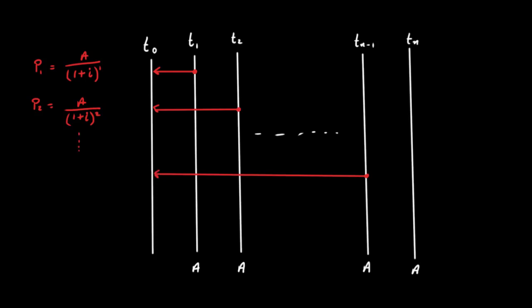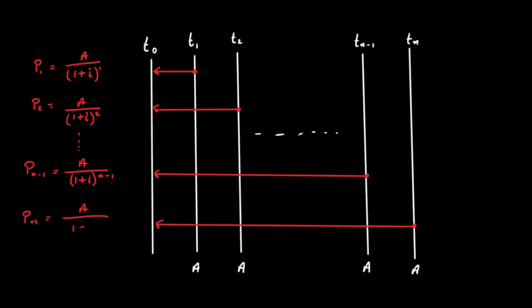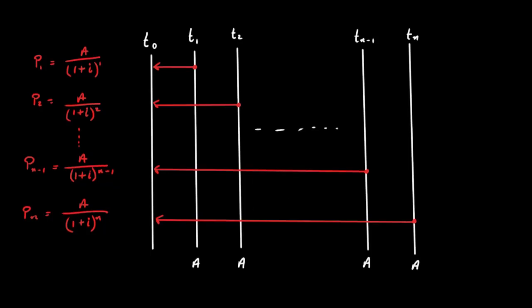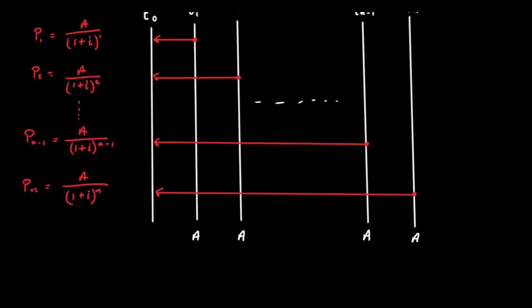There's a few in the middle here. So we'll call this Pn minus 1. That's going to be A over 1 plus I to the power of n minus 1. And finally, out here at the end, we're going to look at finding the present value of this amount down here. That's going to be Pn, and that's going to be A over 1 plus I to the power of n.